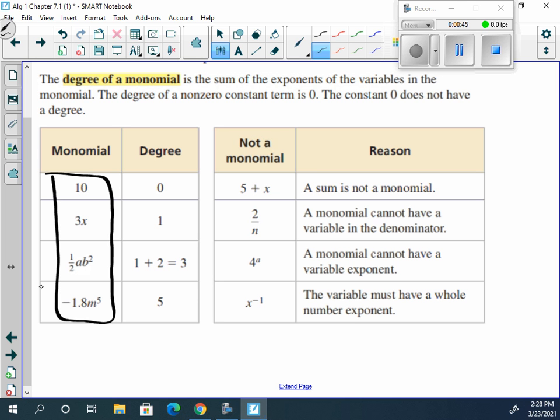And we look at these here, so this here gives us some examples of things that are not monomials. So the first one is 5 plus x. A sum is not a monomial. This is actually going to be considered a binomial. And bi means what? Two. Like bicycle has two wheels. So this is a binomial because it has two terms. What do you think a trinomial would be? 3. Trinomial would be 3.